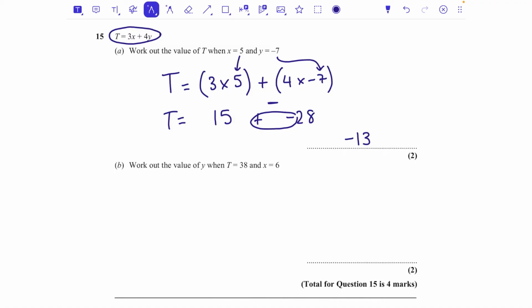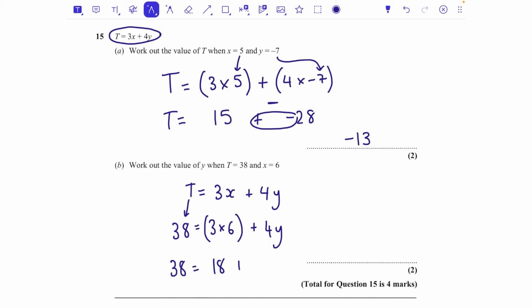For part B, work out the value of y when t is 38 and x is 6. Well, let's fill in what we know. We know that t is 3 lots of x, add 4 lots of y. So 38, that's our t, is 3 lots of 6, because that's our x, add 4y, and we don't know that. Now 3 times 6 is 18. So 38 is 18, add 4y, and we're just going to solve that equation.